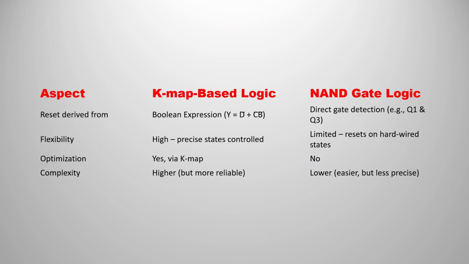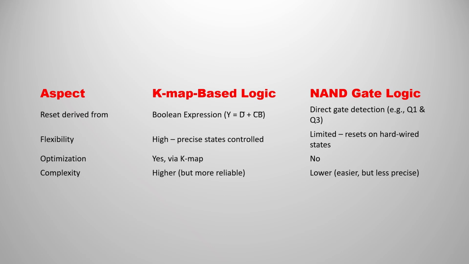So if you compare both the K-map method and the NAND logic circuit, which one is better? First, regarding reset derived from, if you consider the expression that we have already seen, the second one is direct gate detection, that is q1 and q3. So we are connecting the NAND gate directly. Regarding flexibility, the K-map based logic has highly flexible state control. Means in the majority of cases K-map is used. For the understanding purpose, I also explained the NAND gate. It has limited resets and hard wired states. If you see the optimization, yes, it is there in K-map. There is no optimization for the NAND gate.